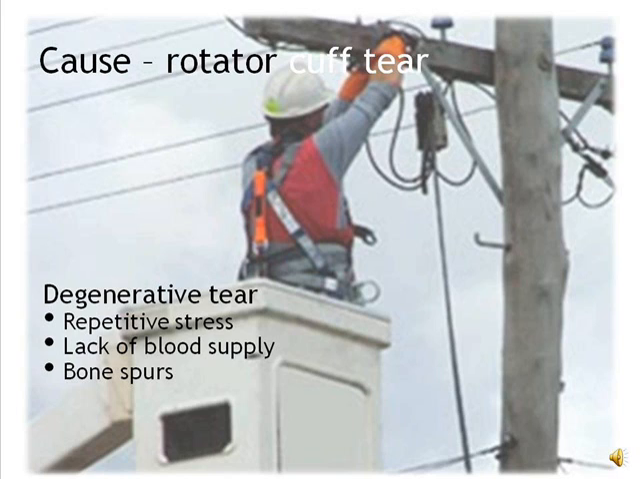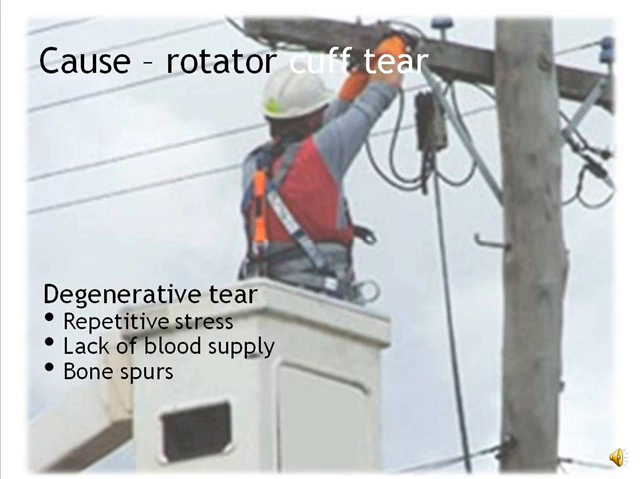Lack of blood supply. As we get older, the blood supply in the rotator cuff tendons lessens. So without a good blood supply, the body's natural ability to repair tendon damage is impaired. This can ultimately lead to a tendon tear.